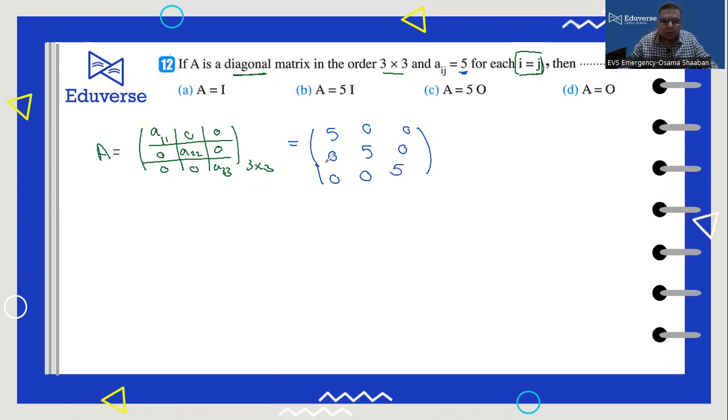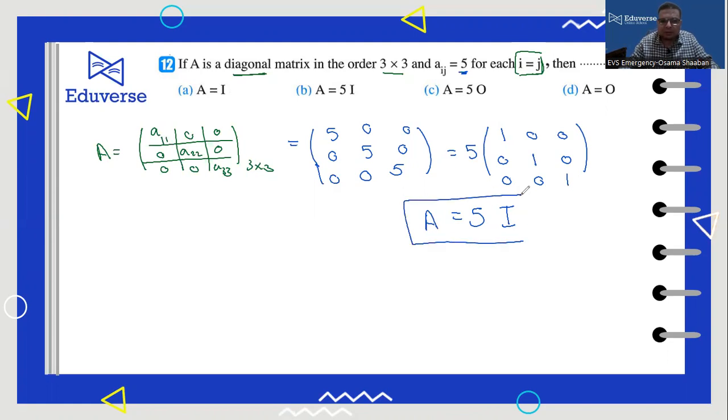Okay. So from the two, you can take 5 as a common factor. So you can say 5, open bracket, each element divided by 5, you will get 1, 0, 0, 0, 1, 0, 0, 0, 1. That means 5 multiplied by I. So the matrix A equals 5I. So you will choose C.